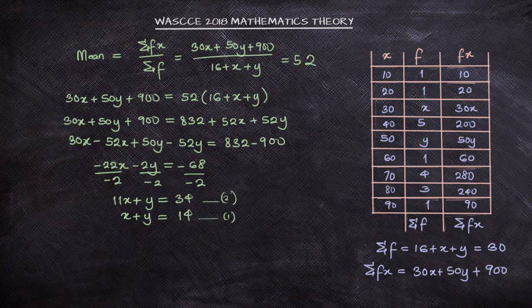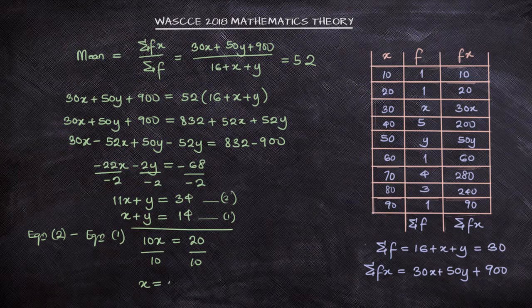Now, I can see that y can easily be eliminated if I subtract equation 1 from 2. Note I reversed my order. So I say equation 2 minus equation 1. 11x minus x will give me 10x. y minus y will be 0. 34 minus 14 will be 20. So x will be 2.